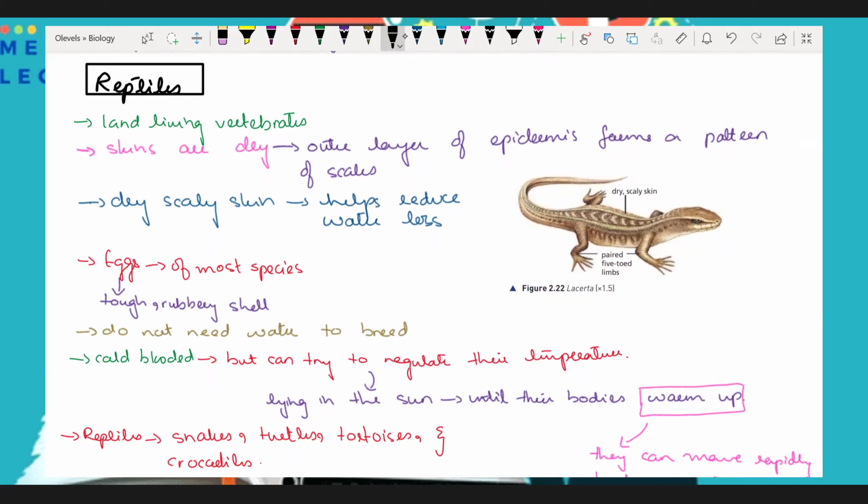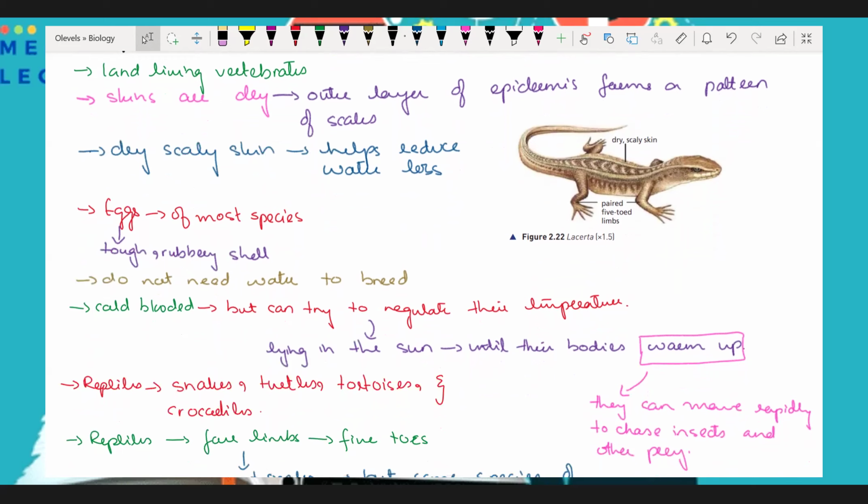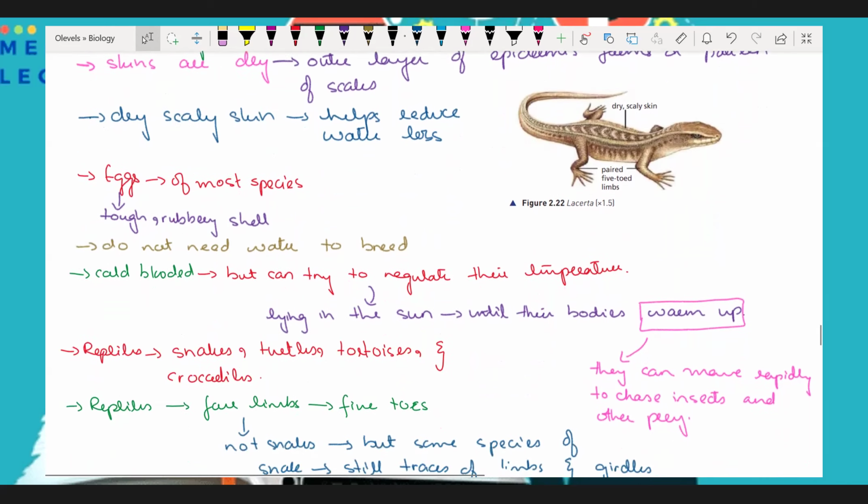Scales help them reduce water loss, and their eggs have tough, rubbery shells in most species, so they do not need water to breed. These reptiles are cold-blooded, but they still try to regulate their body temperature. That is why they lie in the sun until their bodies warm up, and we use a specific word: they bask in the sun, right?